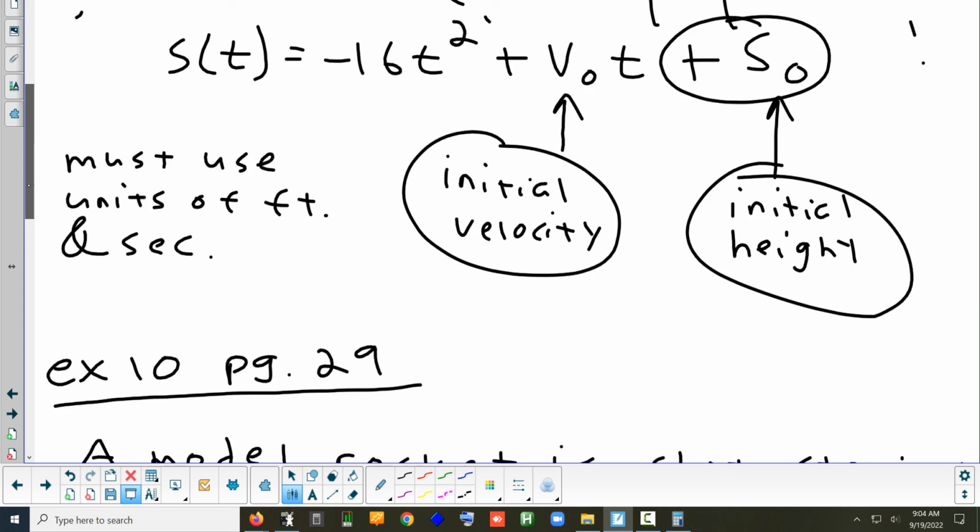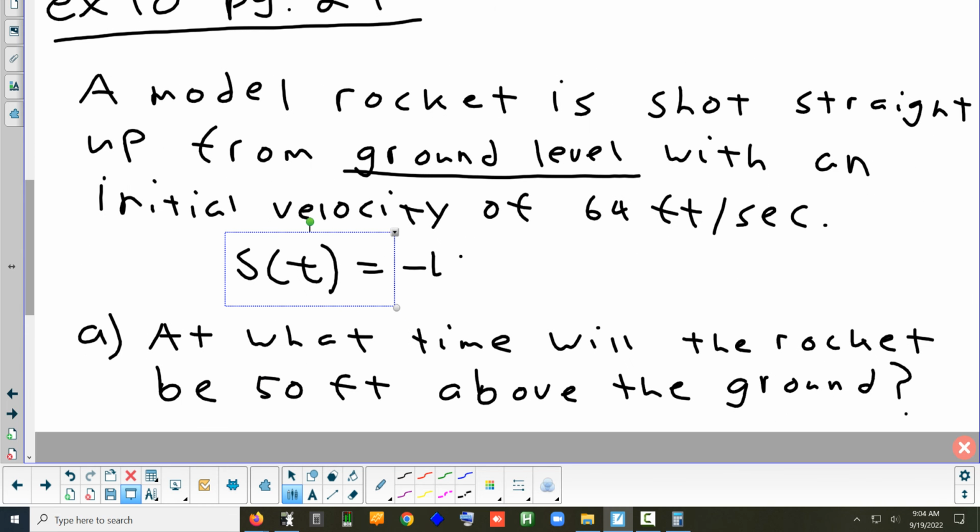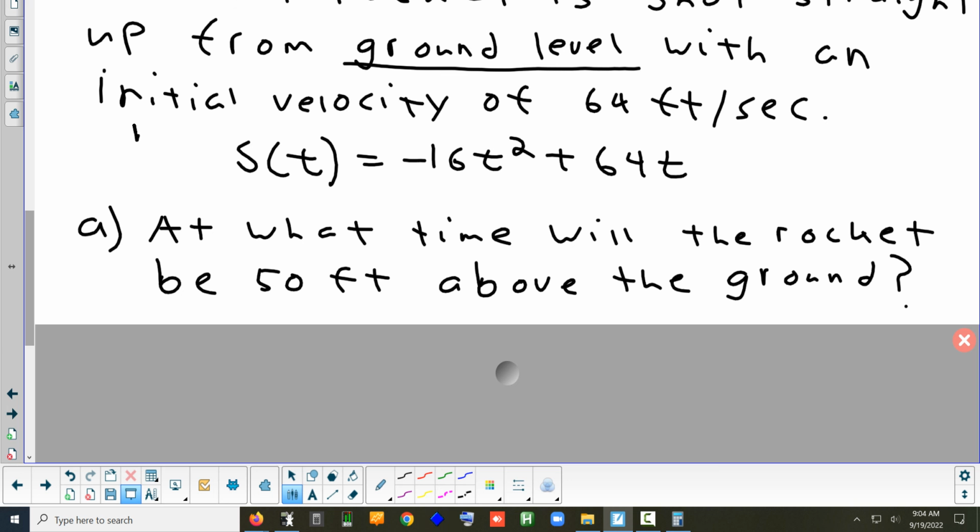We start out with negative 16t squared plus, what number is going to come right after the plus sign? Yep. 64. 64. And then we put a t. You don't have any initial height, so you don't even have to put plus 0. Okay, so here's our formula. And remember, this is the height.